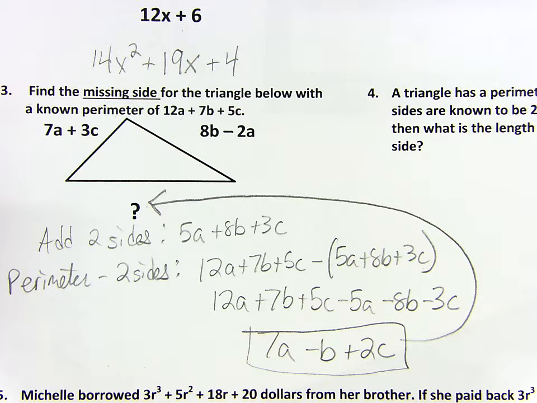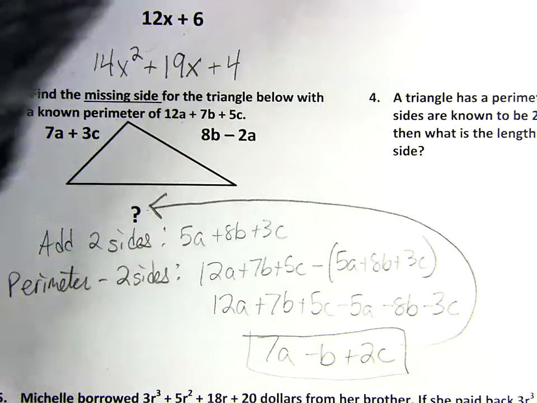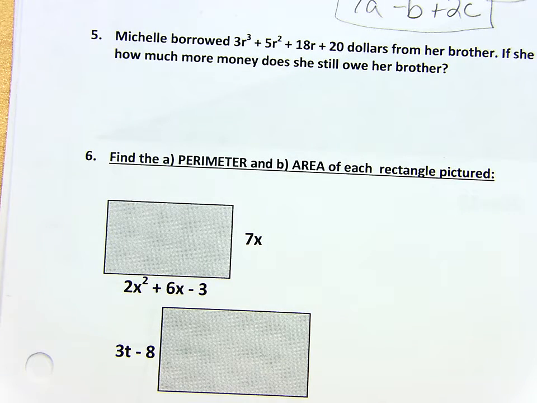We okay so far? I'll take your silence as a yes. All right, awesome. Jump down to number 6. Number 6, I ask you 2 things for each rectangle. Find me the perimeter and find me the area. Go ahead, find me the perimeter.